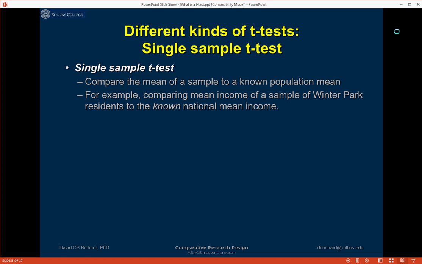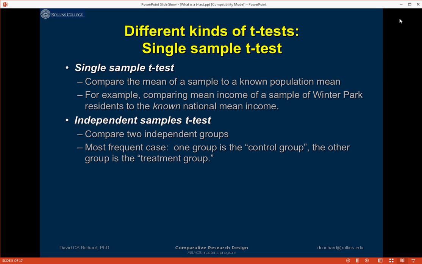For example, we could compare the mean income of a sample of Winter Park residents, a sample that we collected as part of our experiment, to the known national mean income that was collected, say, by the U.S. Census Bureau. Okay, so that's data that was collected elsewhere. It is a relevant population to us because we're trying to ask the question, do Winter Park residents make more than the average person? So that would be a single sample t-test because we're collecting one sample, a sample of Winter Park residents and their income.